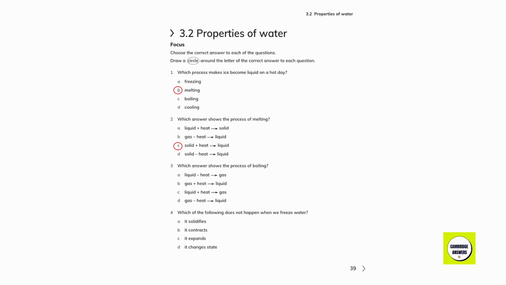Which answer shows the process of boiling? Liquid plus heat gives you a gas. Which of the following does not happen when we freeze water? It contracts.